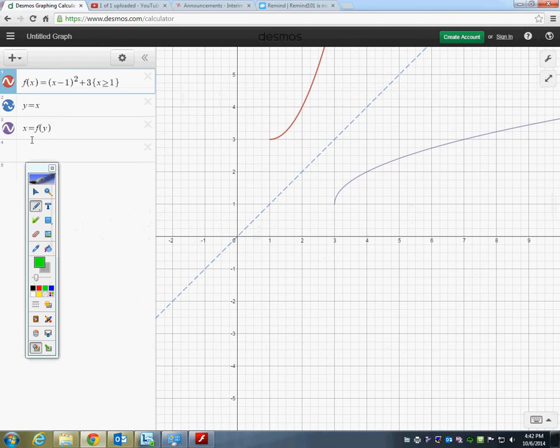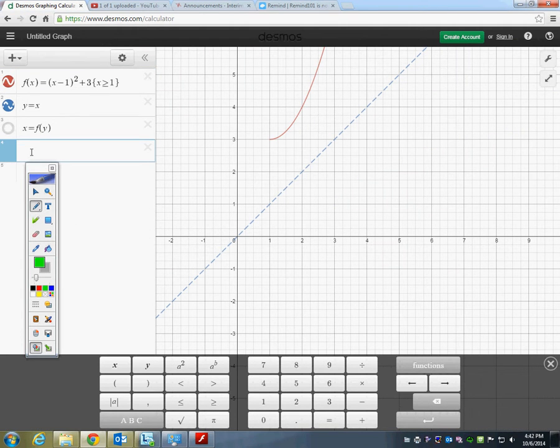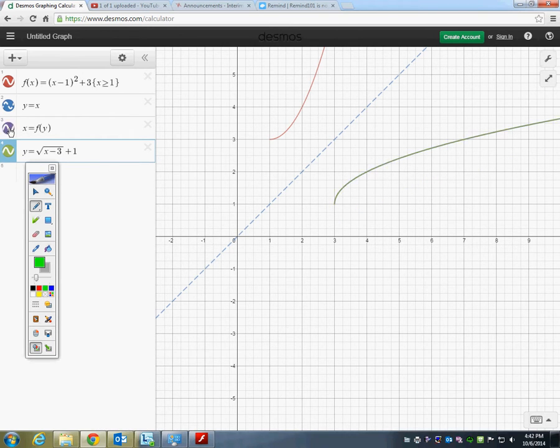So if I get rid of this one and say y is equal to the square root of x, what was it again? Minus 3 plus 1. So that's the same one, isn't it? So if I add this, see that this is the exact same as writing it that way. The plus here, because this is greater than 1.